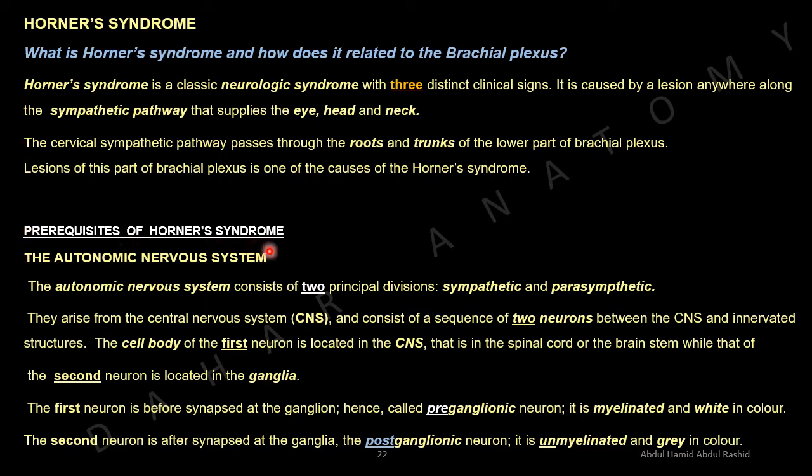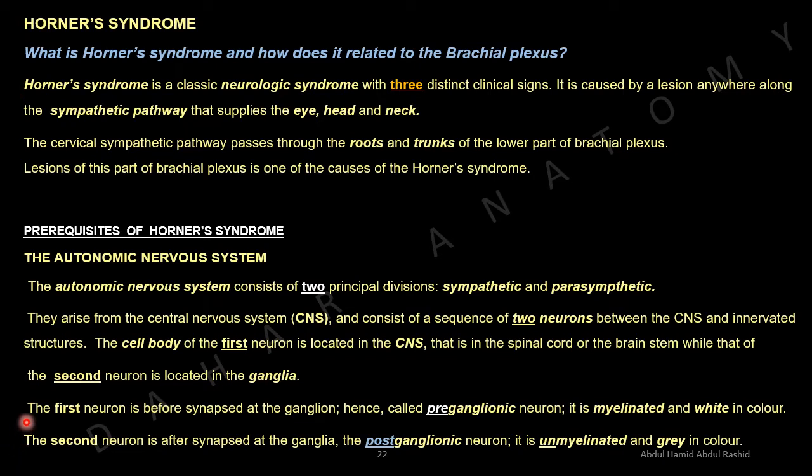Prerequisites of Horner syndrome. The autonomic nervous system. The autonomic nervous system consists of two principal divisions, sympathetic and parasympathetic. They arise from the central nervous system, CNS, and consist of a sequence of two neurons between the central nervous system and innervated structures. The cell body of the first neuron is located in the central nervous system, that is in the spinal cord or in the brainstem, while that of the second neuron is located in the ganglia.